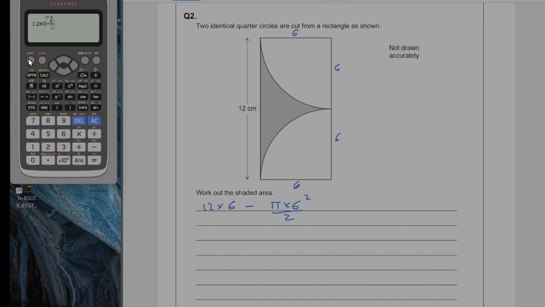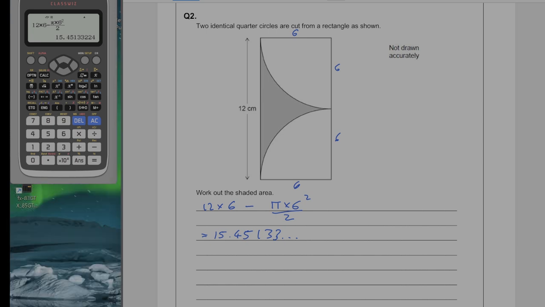So I want to take away shift pi times 6 squared divided by 2. That's going to give me 15.45133... So before I round, I will tend to write one significant figure or one decimal place more than I need, and then round. So I'm going to go 15.5.